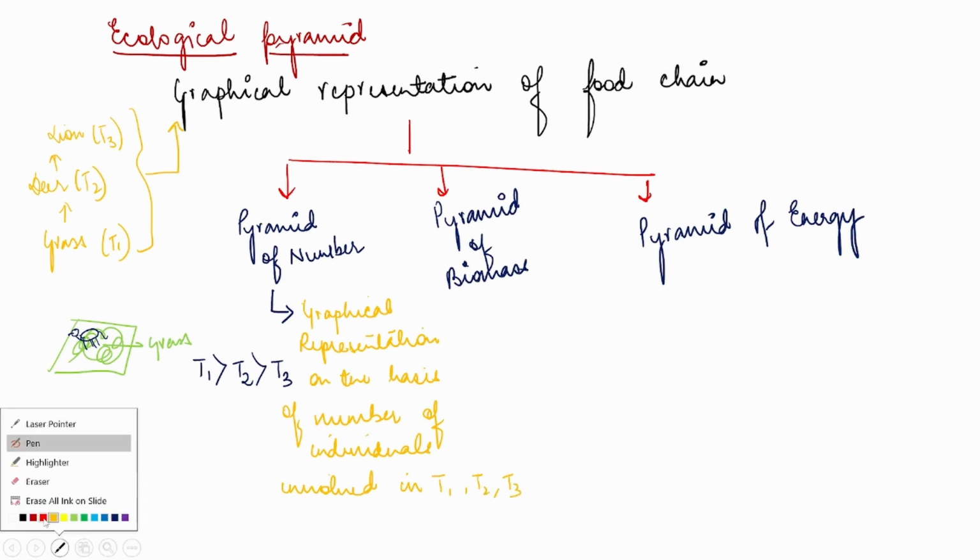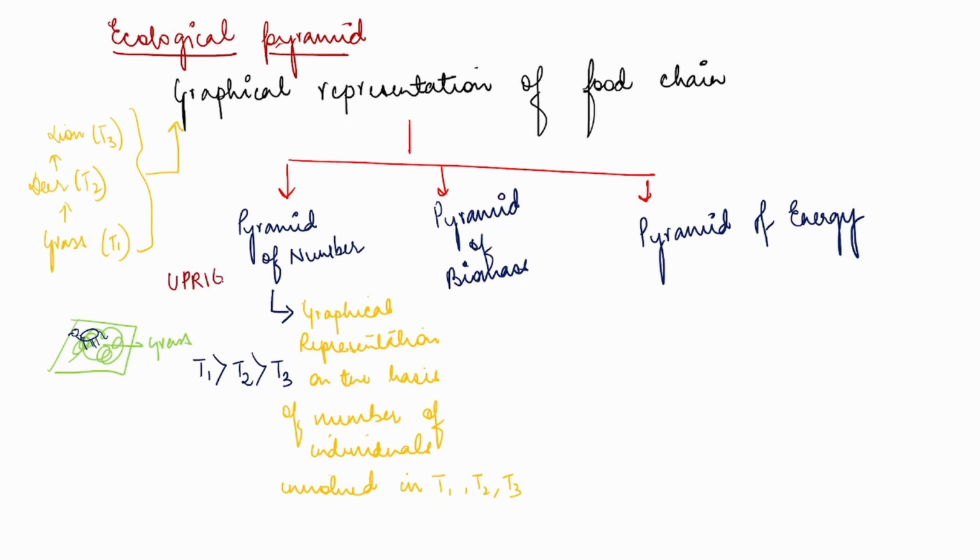And normally this pyramid of number is upright. Upright means what? How does upright look? It means it's like this, right? Upright. But there is a certain exception. Let me tell you the case of the exception.